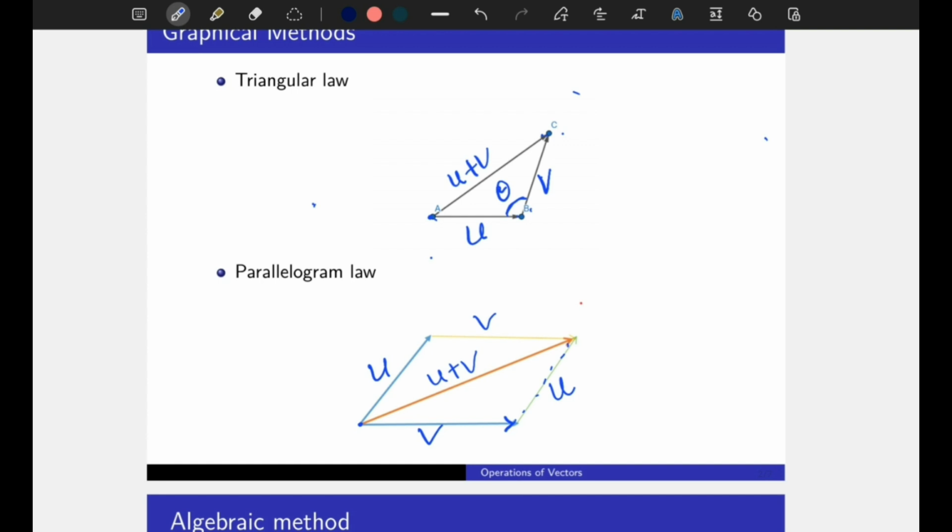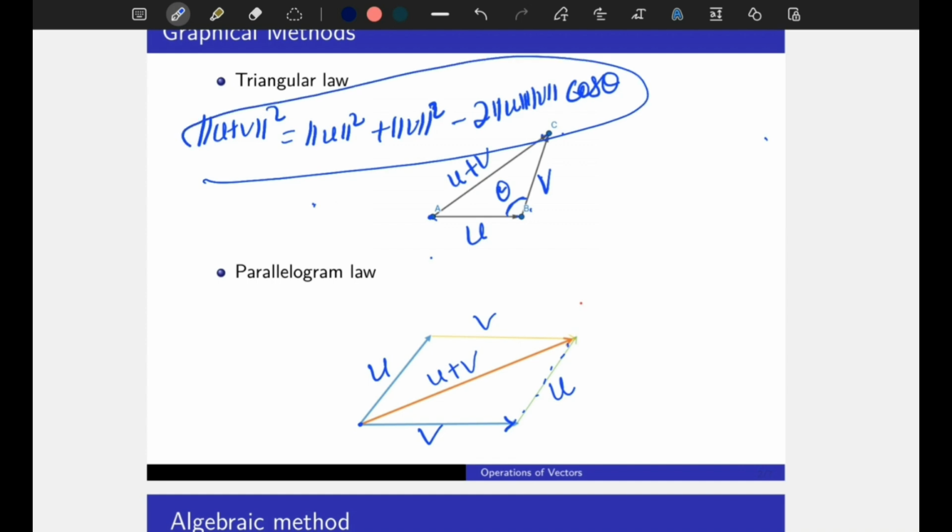Using the cosine law, it is expressed by the norm of u plus v, the whole square, is the same as the square of the sides, which is norm of u square plus norm of v square minus 2 norm of u times norm of v cosine of theta. So this we call the cosine law. This is the formula that helps us to find the magnitude of the resultant vector, or the sum of the two vectors.